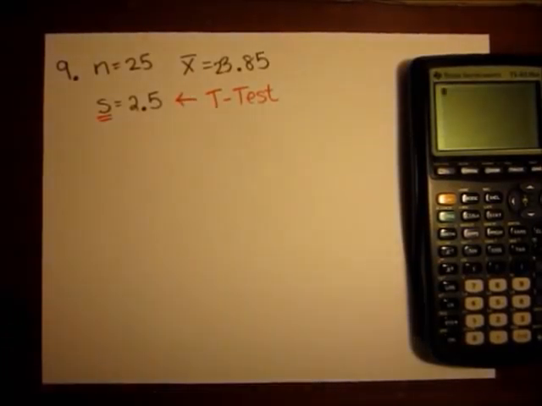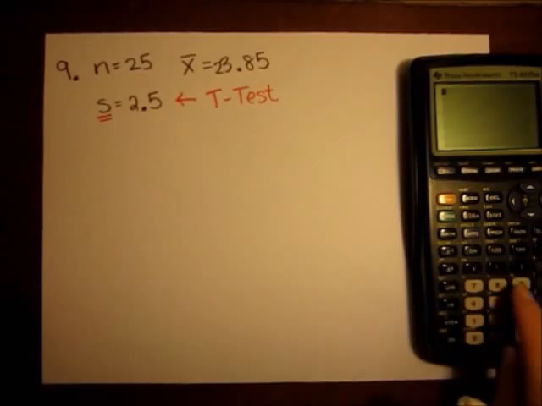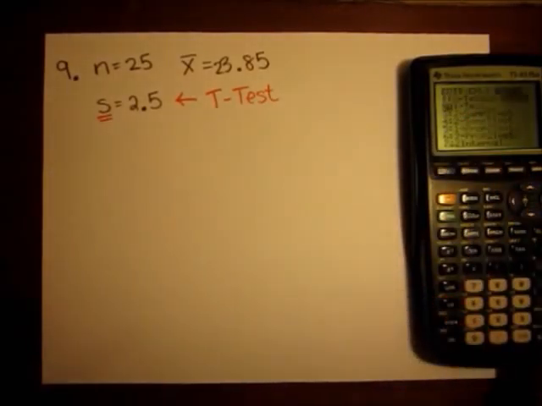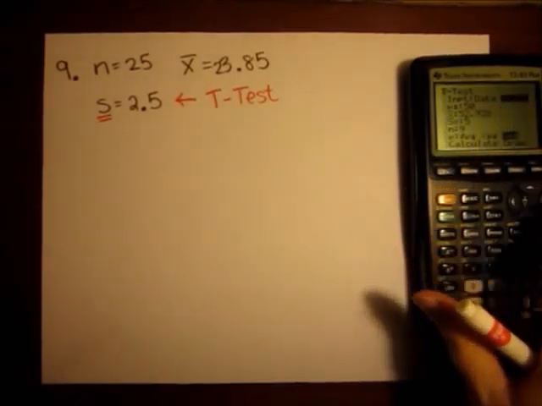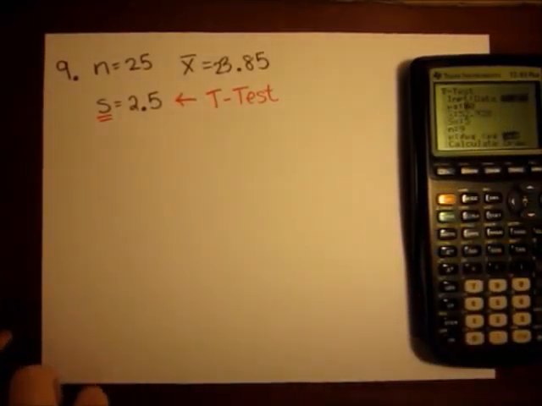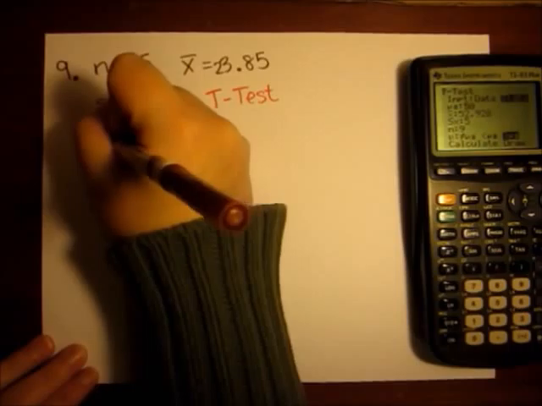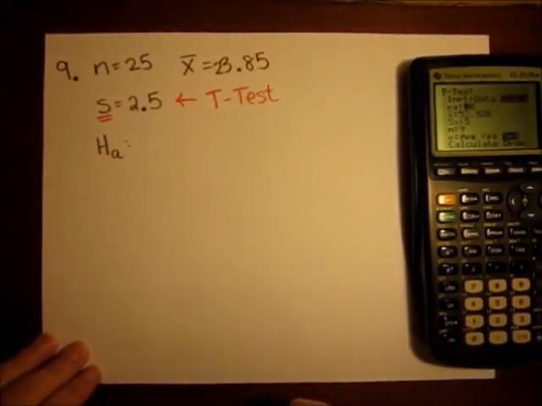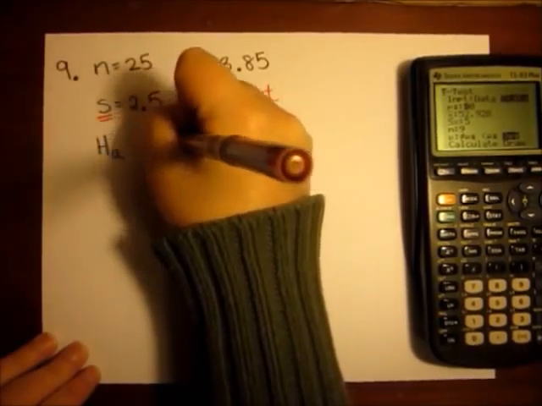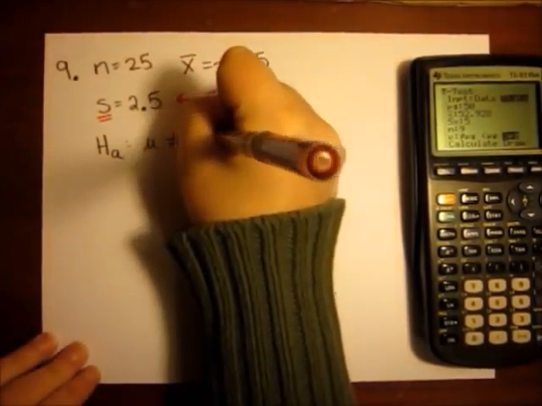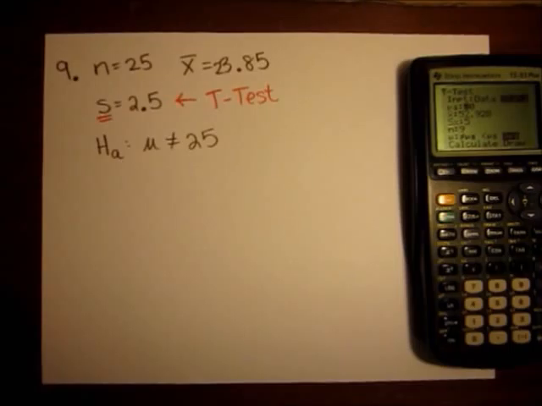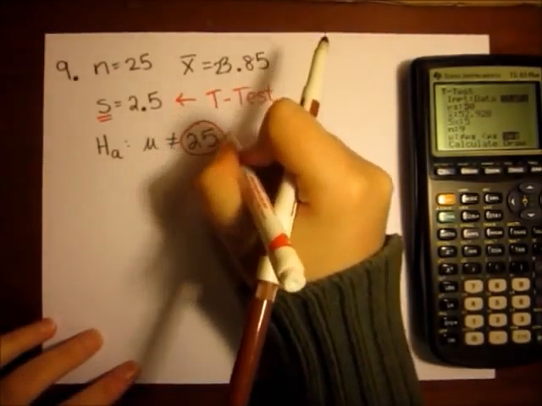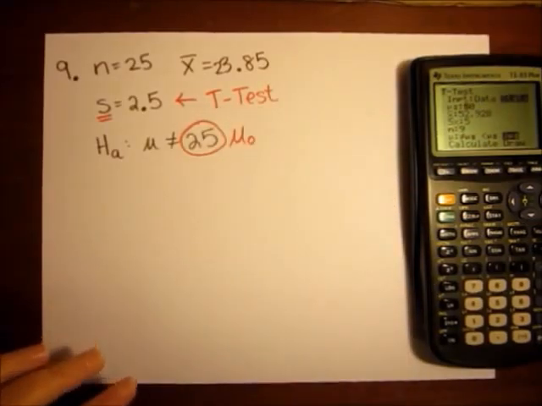Okay, so to find my p-value, I go to stat, tests. The second option is t-test. Make sure my input is stats. The mu0 is the number from the null or alternative hypothesis. So I didn't write it before. My alternative is mu is different from 25. So the number from my alternative hypothesis, or the null hypothesis, is the mu0.